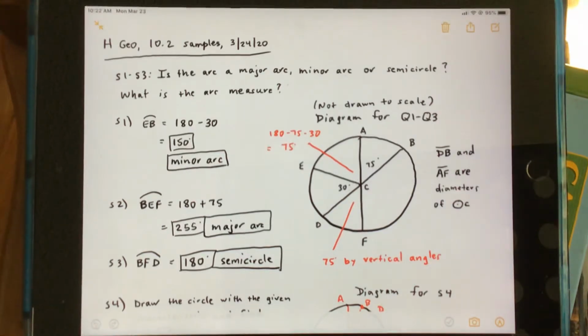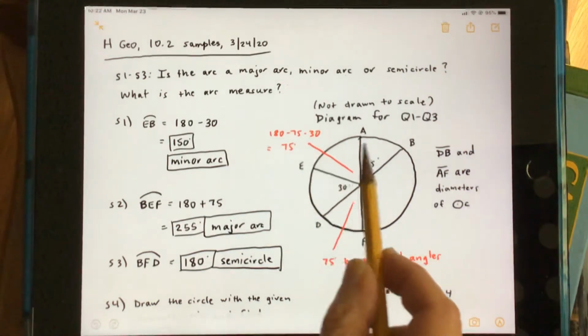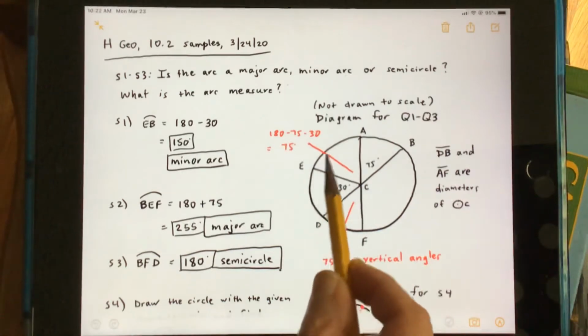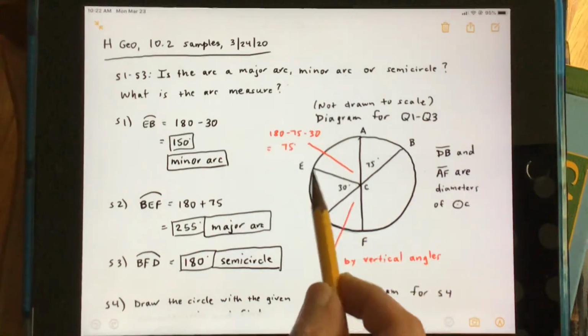First question, what is the measurement of arc EB, and is it a major arc, minor arc, or a semicircle? To figure out the measurement of arc EB, let's find it on the circle. That's from here to here. It is a minor arc because it has 2 letters, so we're going the short route.